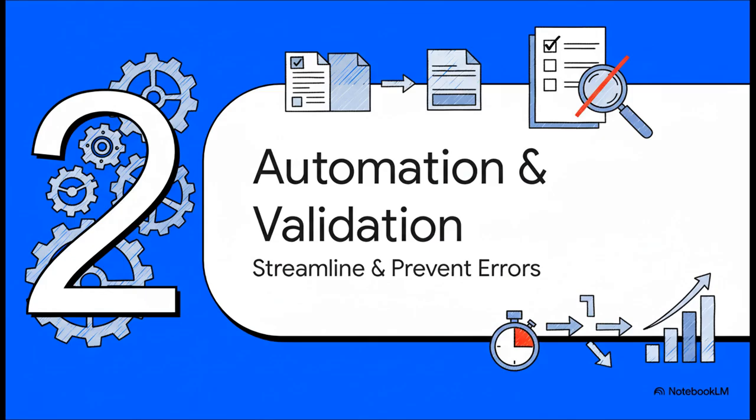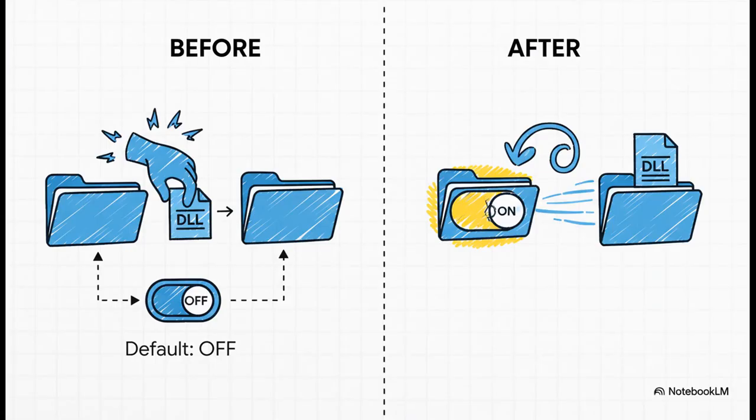Okay, let's look at how you can save some real time and head off some common errors at the pass. This first group of settings is all about automating and validating your work. So are you tired of manually copying those interface DLLs to your output folder every single time you protect an app? Yeah, me too. This setting is for you. Just flip this one switch and you can automate that entire process. It's a small thing, but it saves you a step on every single build.